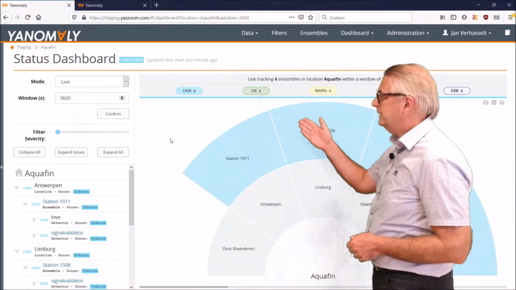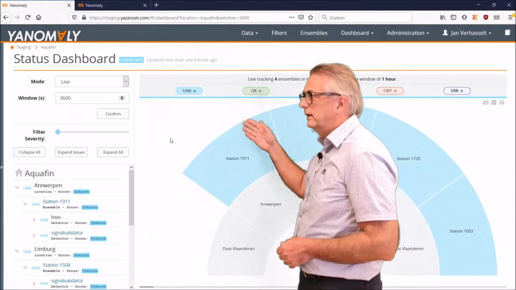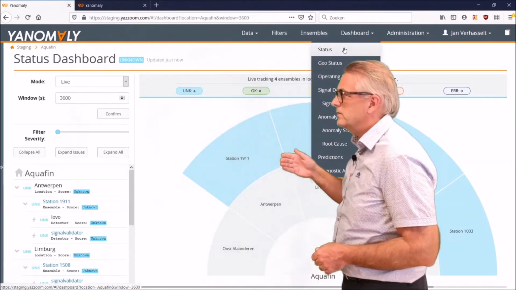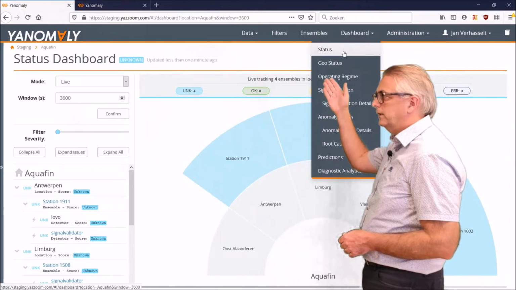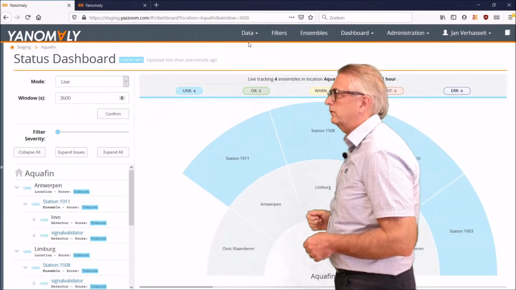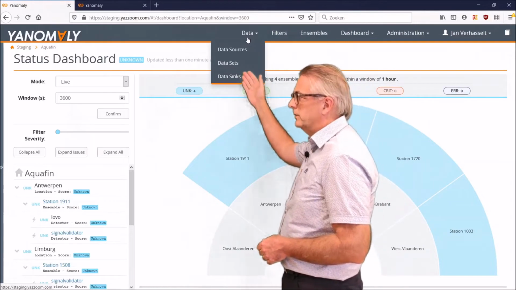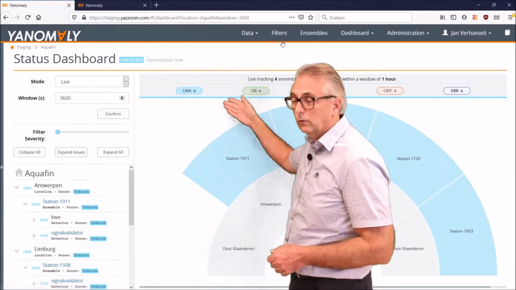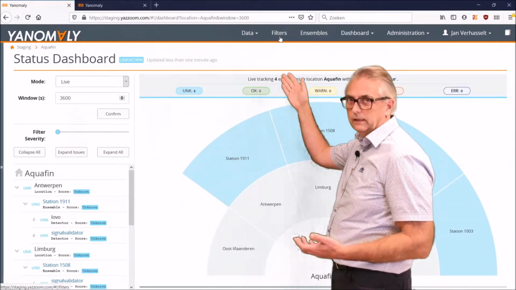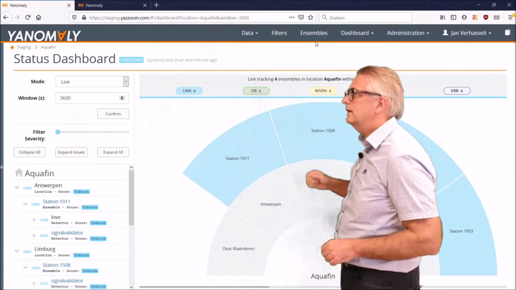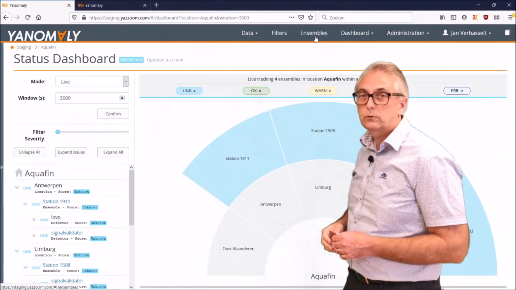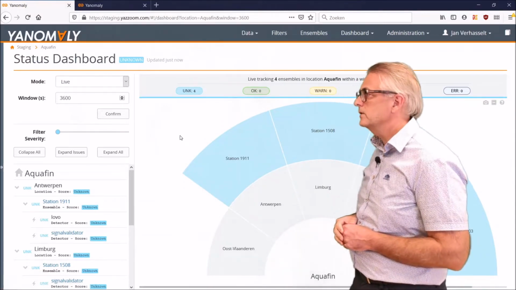Behind me on the screen you see Yanomaly and in particular the status dashboard, which is one of the ways you can look at the results of Yanomaly, here under the dashboard menu. Other options are the data option, where we specify which data Yanomaly should use. With filters, we can look at the raw data and also select interesting pieces in that data. And under ensembles, we specify the models that should be used to monitor a pumping station.